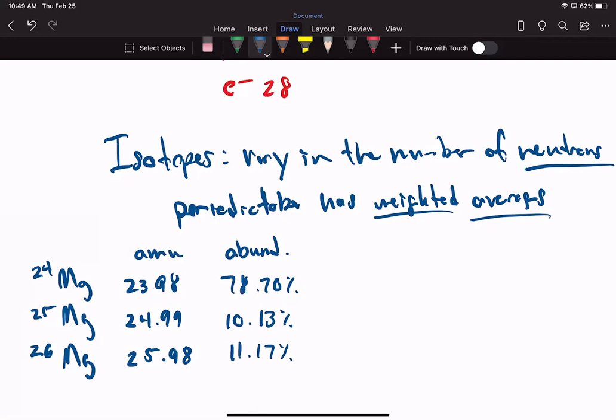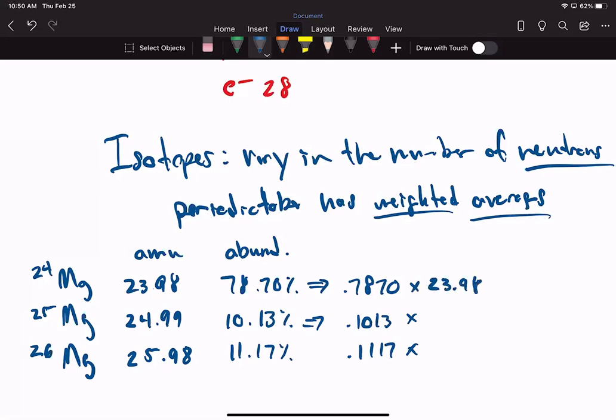Now, in order to figure this out, we have to multiply these percentages and the AMU together. But the AMU is in decimal notation, not a percentage. So before we can even multiply this together, we don't multiply percentages and decimal notations together. We're always going to get a wrong answer. We have to convert the percentage into a decimal notation. Then we can multiply by the AMU, right? So we're going to convert this to 0.7870. How did I get that? I divide by 100. That's how you get out of a percent. Divide by 100. And here we're going to get 0.1013, 0.1117.